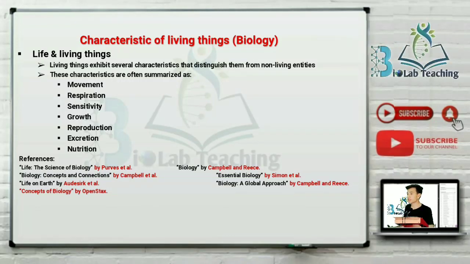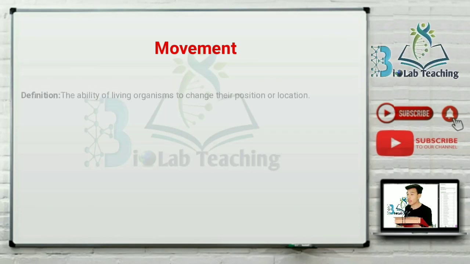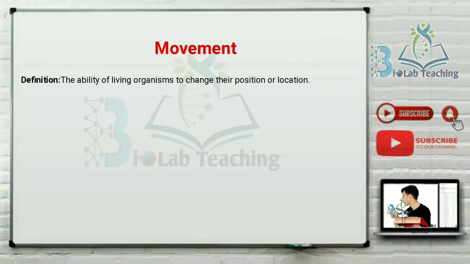So let's start with the first one. The first thing we have is movement in living things. First of all, we need to define movement: the ability of living organisms to change their positions or locations. You know that living things exhibit movement; they change position, and there will be locomotion. This is the most common property and characteristic of living things.